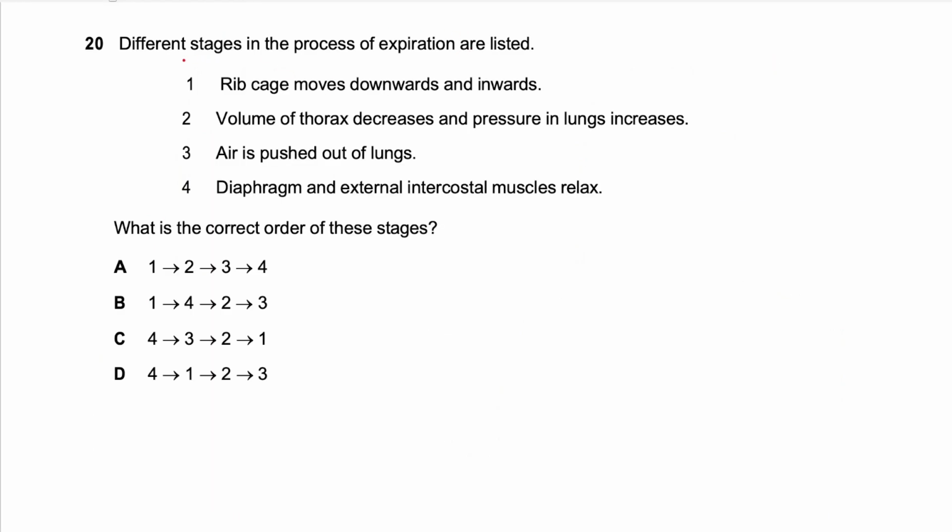Coming back here, and let's order the stages. First of all, the diaphragm and external intercostal muscles relax. This is number 1. Then the rib cage moves downward and inward. This is number 2. Then the volume of the thorax decreases and pressure in the lungs increases. This is number 3. And the last one is exhalation. Air is pushed out of the lungs, so this is number 4. So the right choice here is D.